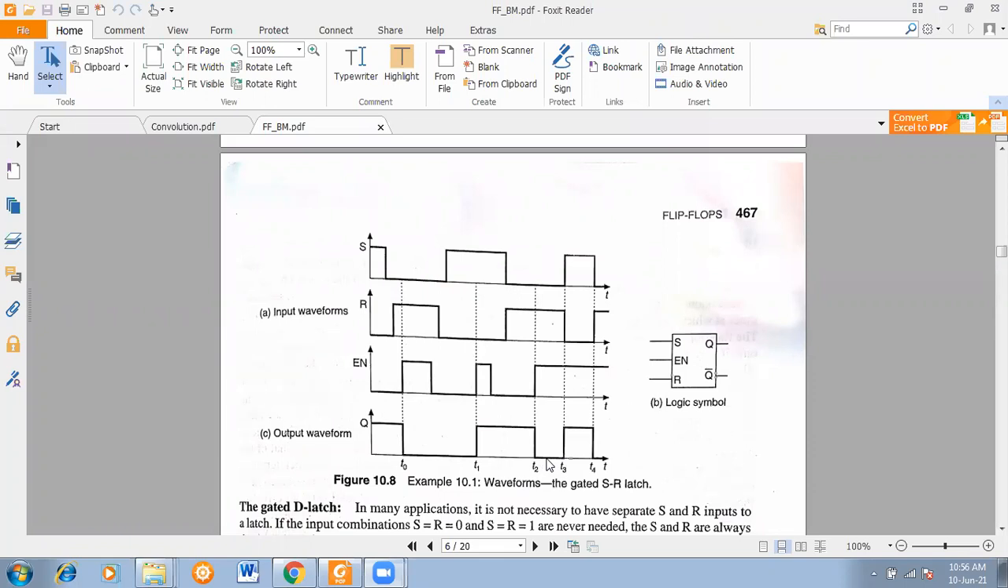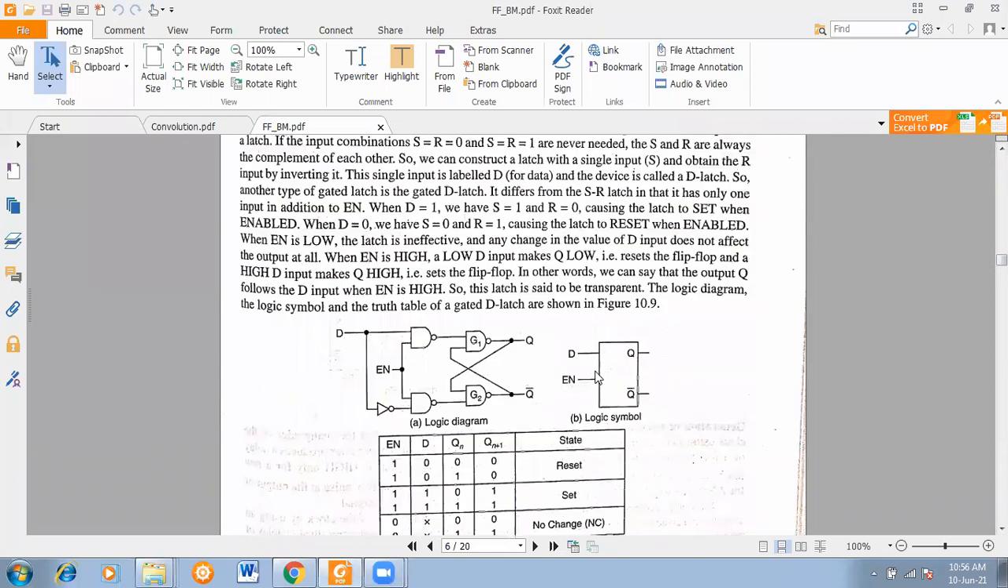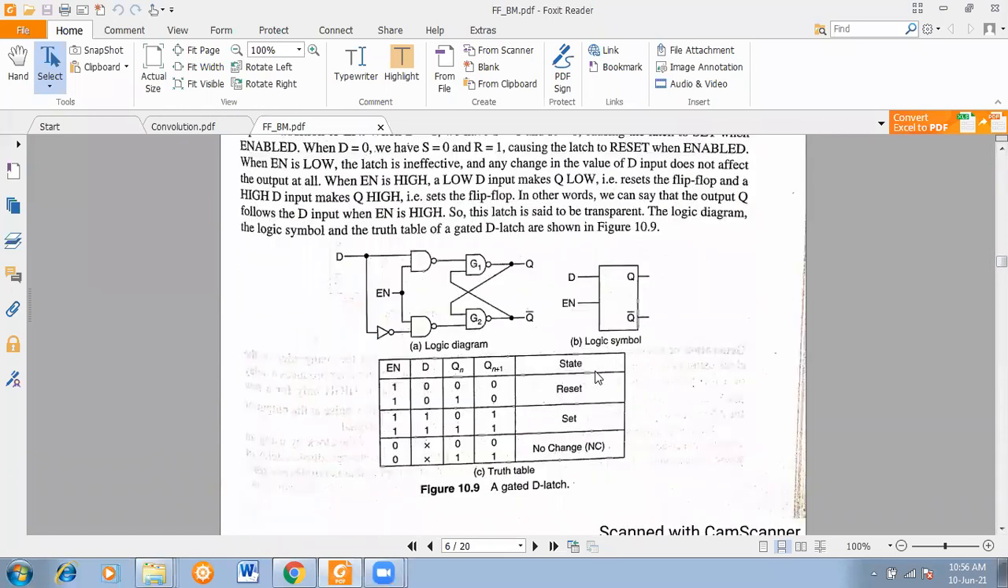Okay. So you have to draw the waveform also. After getting the truth table, you have to draw the waveform also. So you have to draw in that way. If you have any doubt, I can explain it one more time. If you don't have any doubt, I can pass to the next topic. So, do you have any doubt?